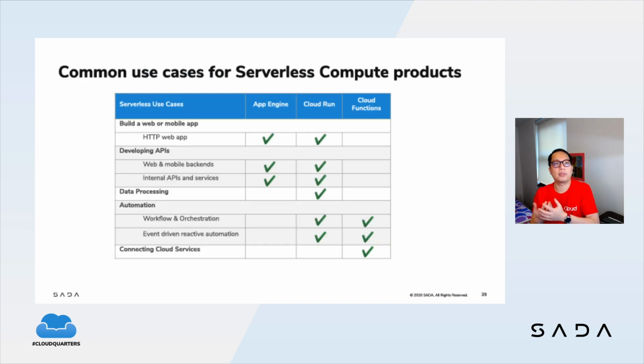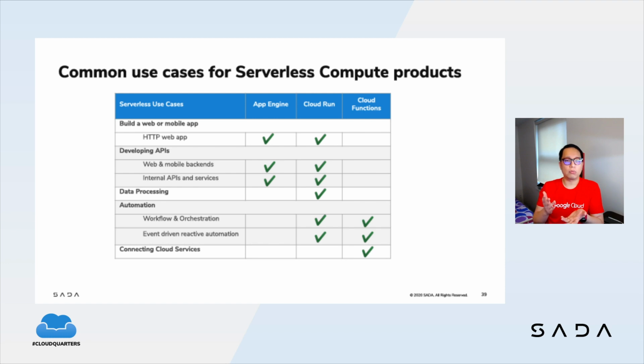So here is the comparison for the serverless products. For example, when you're having a web or mobile app that you want to serve over HTTP, you can use App Engine or Cloud Run. It depends on whether you want to run it within a container, or you just want to deploy the code within App Engine without any hesitation. Next one is when you want to develop an API serving a web, mobile, or internal application, definitely you can use App Engine and Cloud Run.